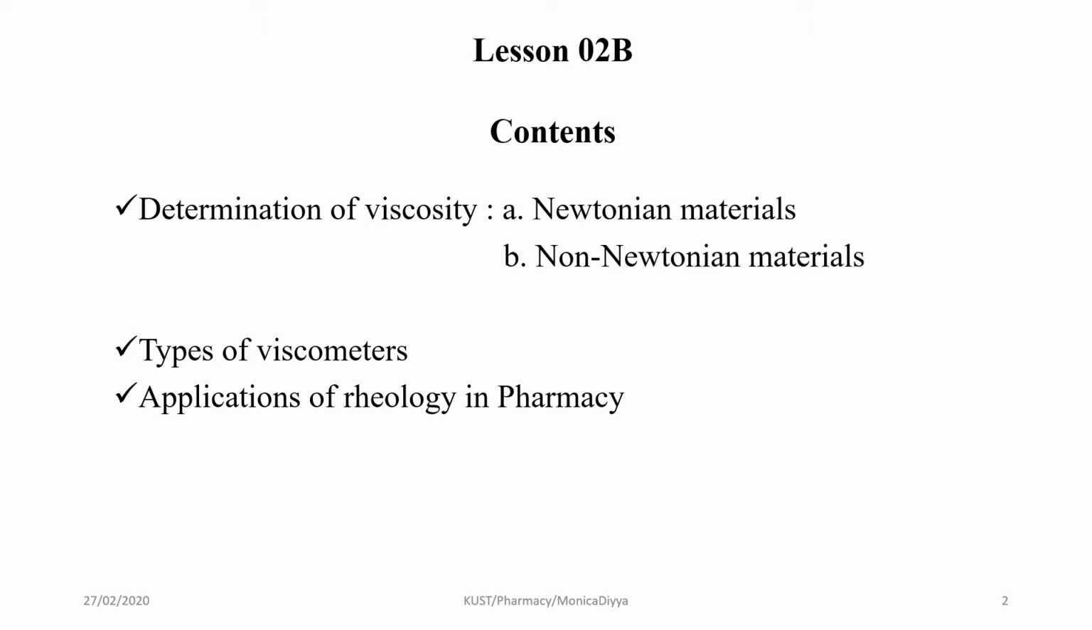And now, in this lecture, we'll be discussing the different determination methods and types of instruments used to determine viscosity, and applications of rheology in our pharmaceutical field. The thing you need to know is the instrument used to determine viscosity is known as a viscometer. We have different viscometers based on the nature of the liquid for which the viscosity is being determined.